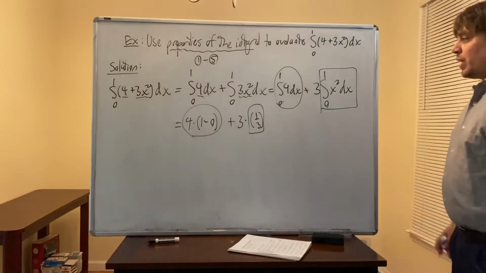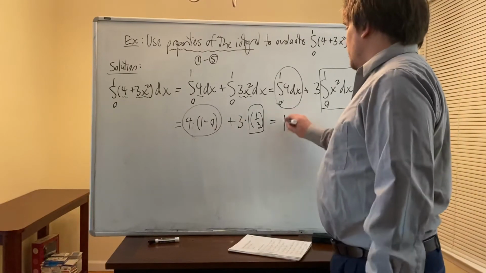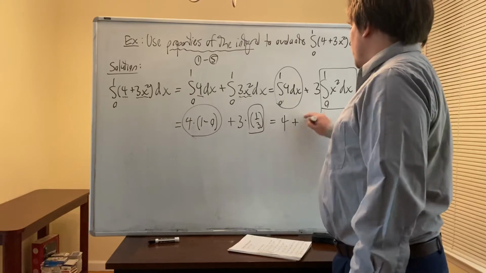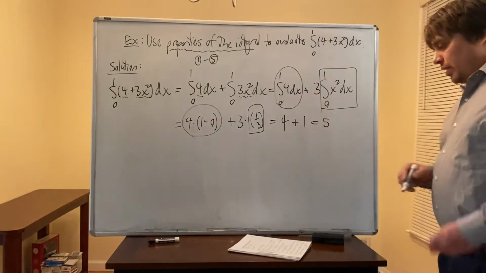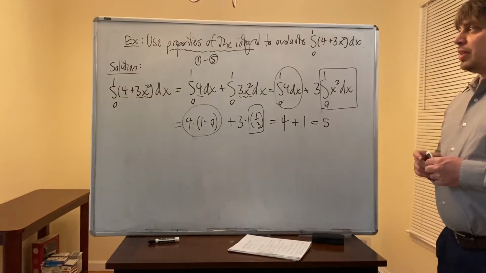Okay, so we can just go with that. So then this is equal to 4 times 1, which is 4, plus 3 times 1/3, which is 1. So this is 4 plus 1, which equals 5. And so the value of that definite integral is 5. Okay, so that's one example.